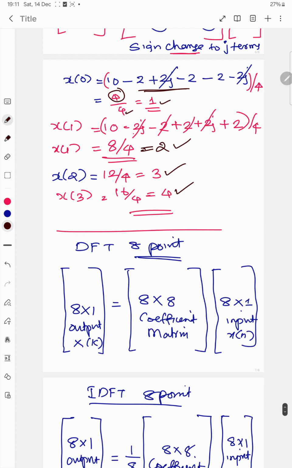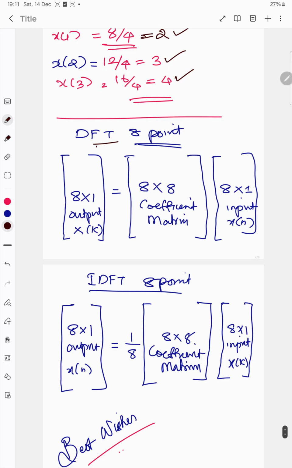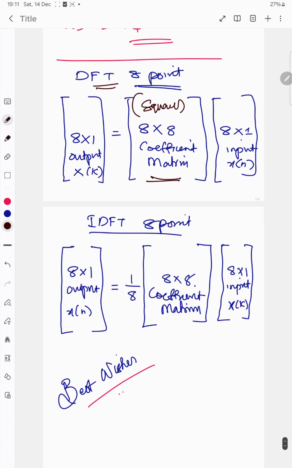Okay, so this is the basic way of how to compute the IDFT. Now, if the question is a DFT with 8 points, the difference is that it must be an 8 by 1 output matrix, and we have an 8 by 8 square matrix, the coefficient matrix, or the twiddle matrix, and then we have an 8 by 1 input matrix.